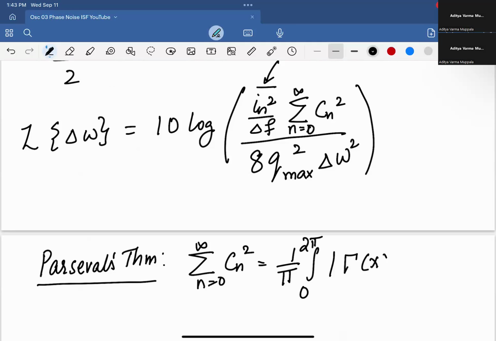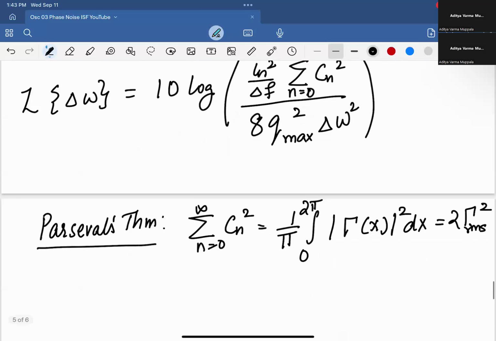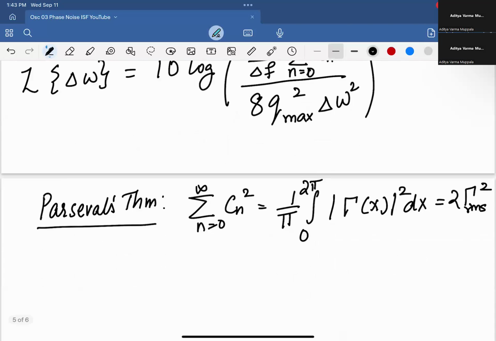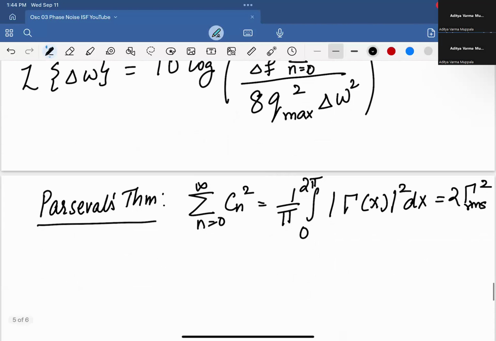Modulus of gamma of x dx, which is of course 2 times the RMS value of gamma squared, right? The RMS would have a square root. So when you square that, you get the integral on the left, 1 over 2 pi times the integral on the left. So that's why you have the factor of 2 as well in there.